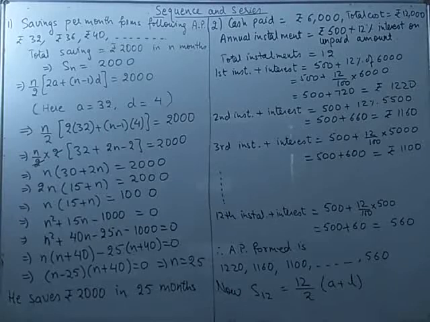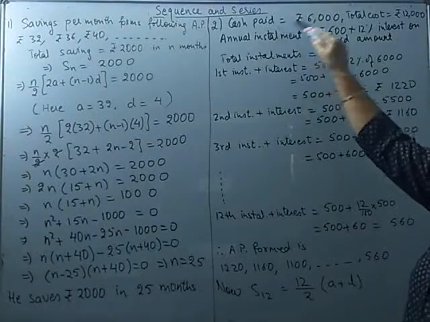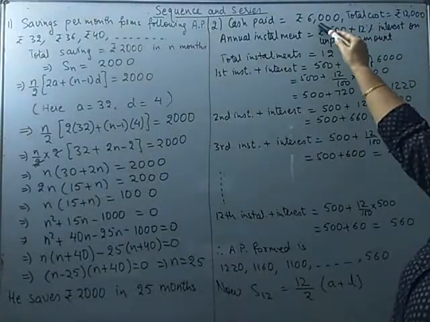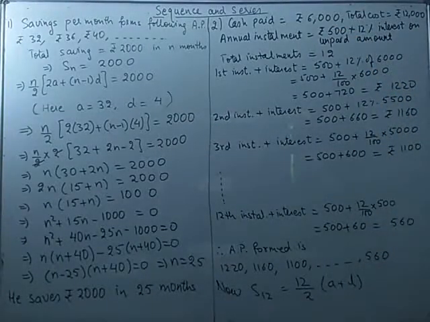Now children, see the next one. In this one it is mentioned a man purchases a tractor, which has a total cost equal to 12,000. So he decides to pay a down payment of rupees 6,000, and then it is decided that the remaining 6,000 will be paid in annual installments of rupees 500 each.